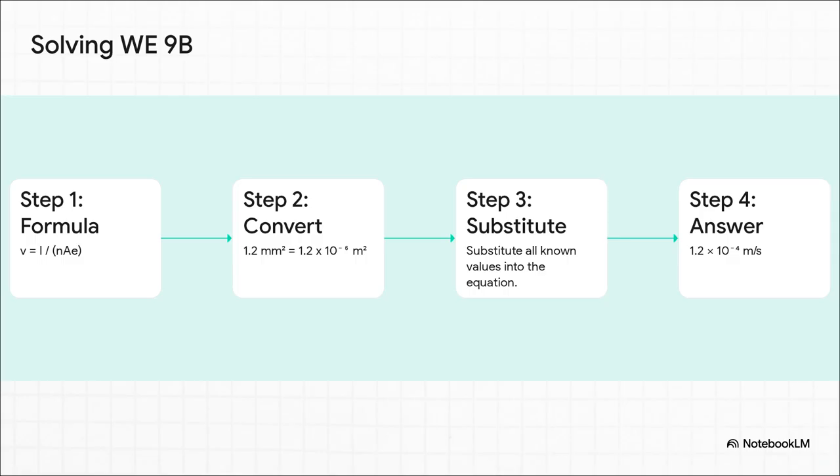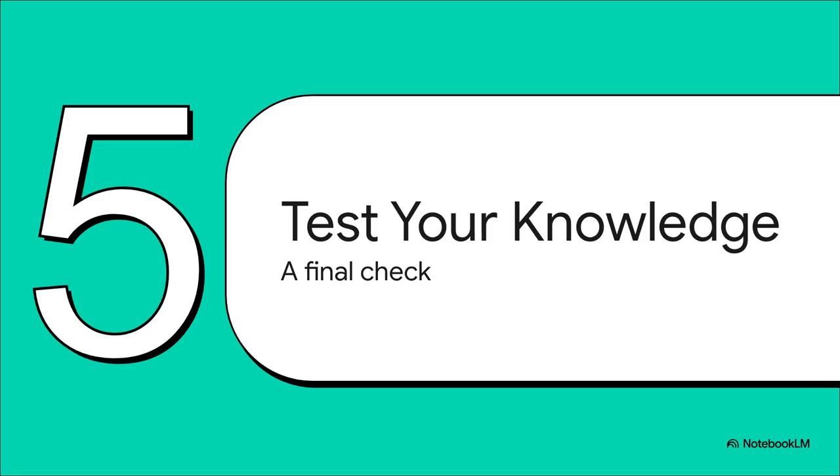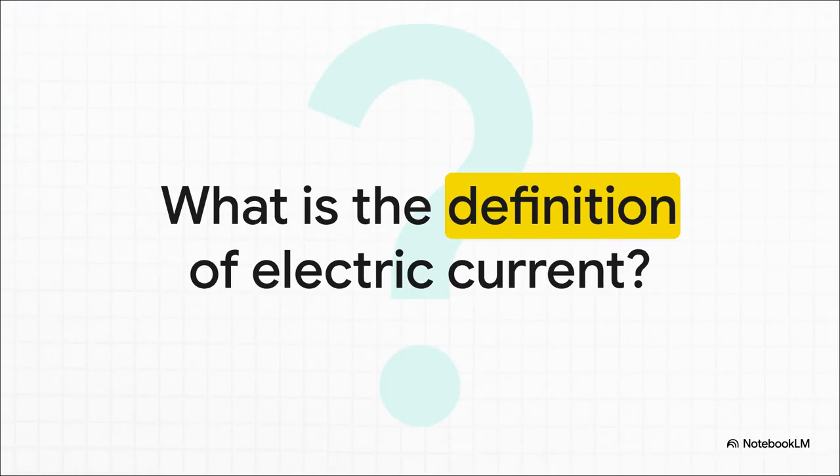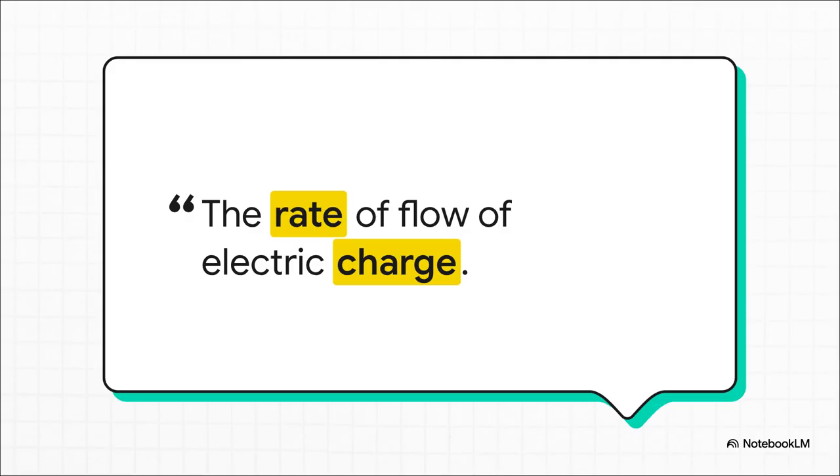Now, hold that thought. Phew, we've covered a ton. So let's do a quick knowledge check with a couple of questions to make sure the really important ideas stick. Okay, this is probably the most important thing to walk away with today. After everything we've talked about, what is the fundamental definition of electric current? You got it. The rate of flow of electric charge. It's that simple, but so powerful. If you remember nothing else, remember that.